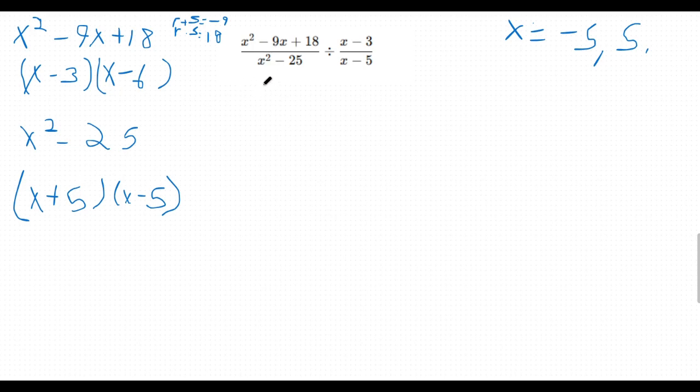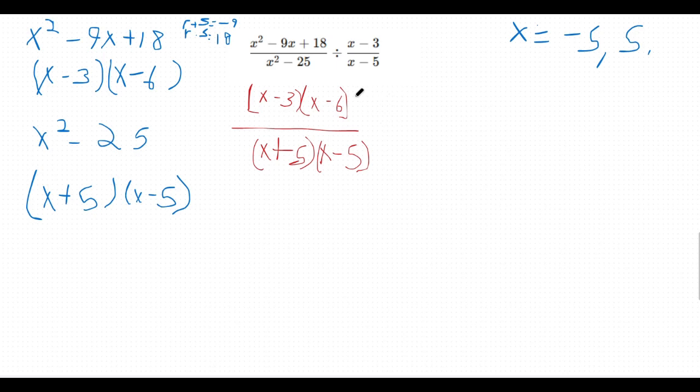Okay, so we have both sides of this. Let's go ahead and write here x minus 3. This is my numerator. X minus 6. And this is my denominator. X plus 5. X minus 5. Okay. Doing great so far. The second term.